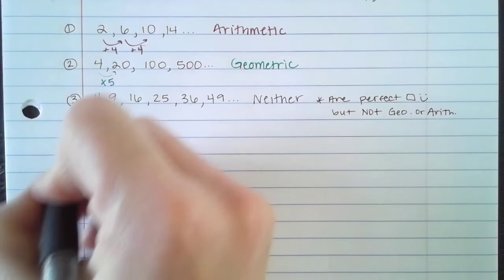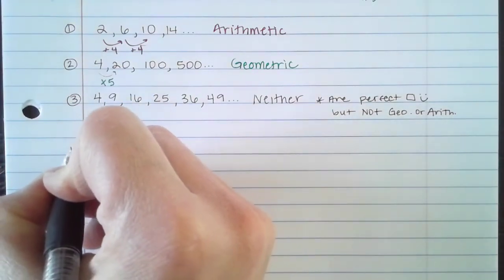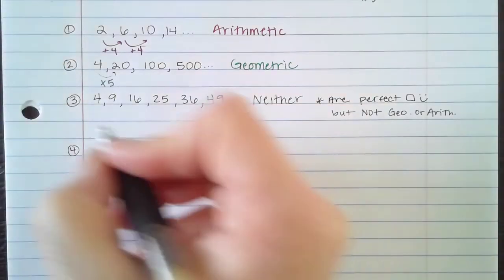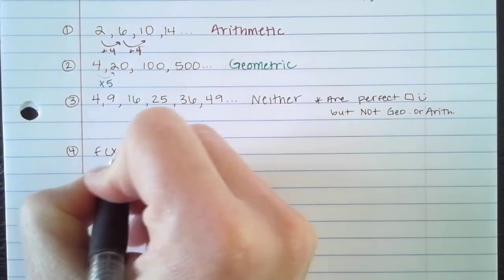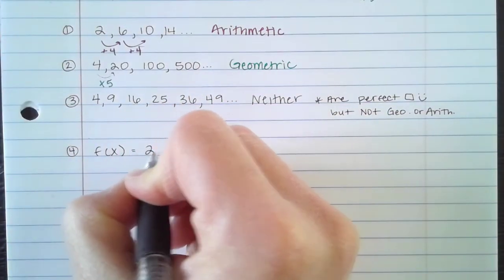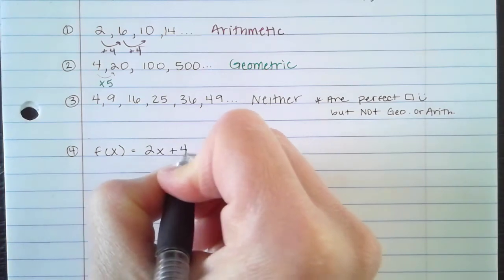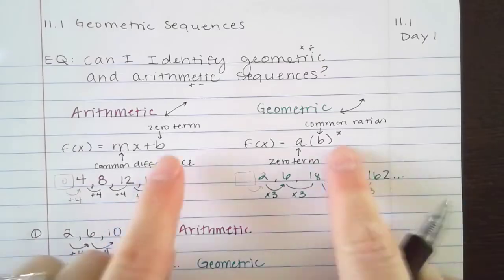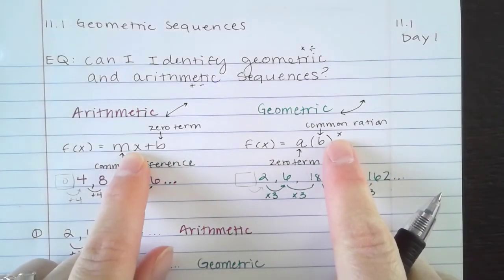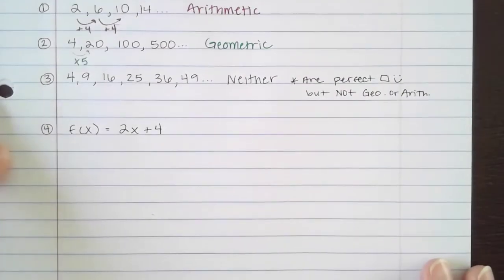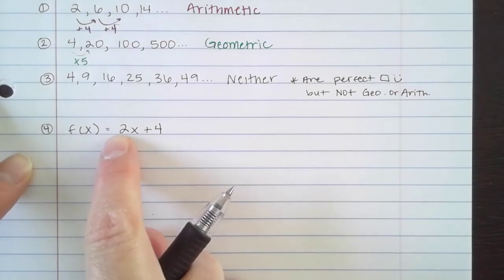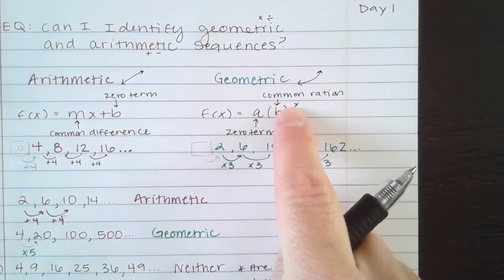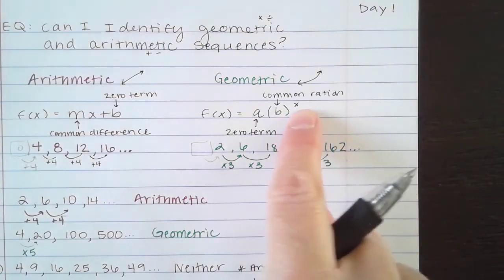There is something else you need to be able to do. My next 3 problems are going to be, can you look at an equation or at a function? Why don't I try this? 2x plus 4. It has an x, there's a number in front of the x, and the x is not an exponent, so I already know it's not geometric.